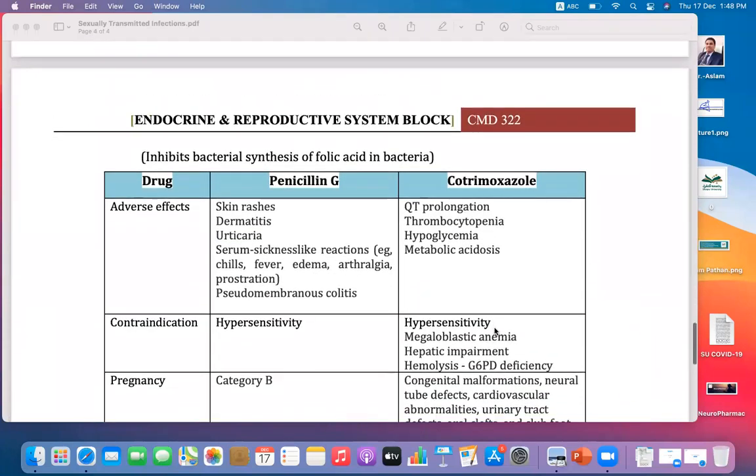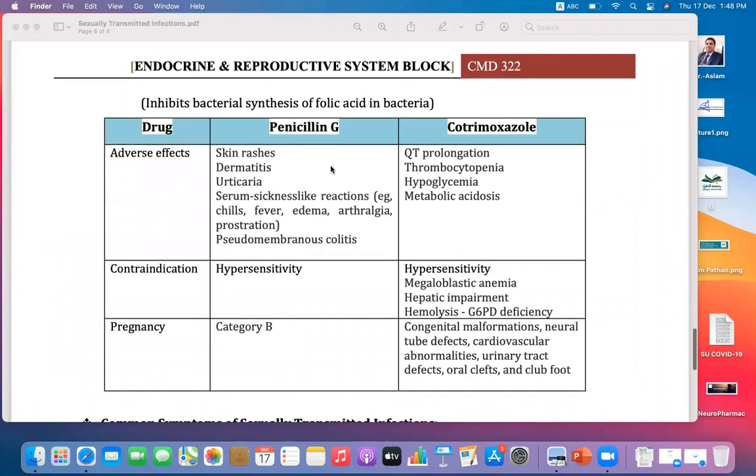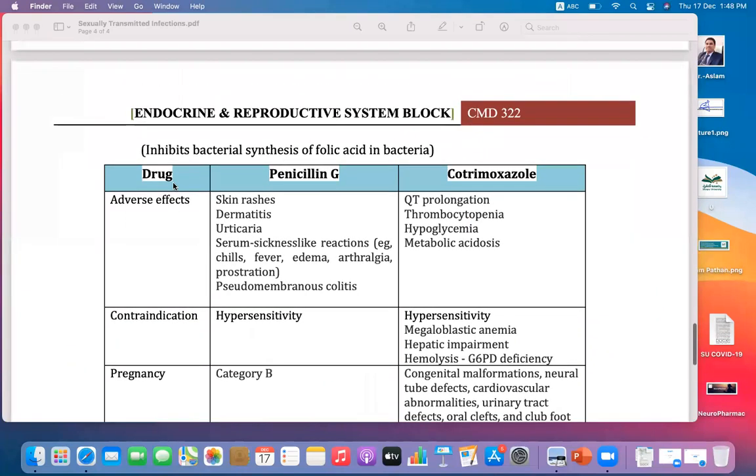Let us see the cotrimoxazole here. What are the adverse effects? Generally, the mechanism of action of this cotrimoxazole, it inhibits the bacterial synthesis of folic acid. Folic acid is an important constituent for the synthesis of nucleic acid in the bacteria. So with inhibition of the folic acid, there is no synthesis of the nucleic acid, and it kills the bacteria.